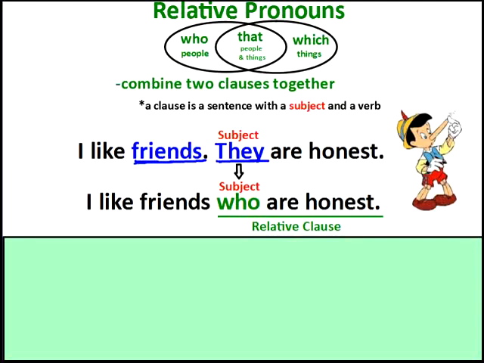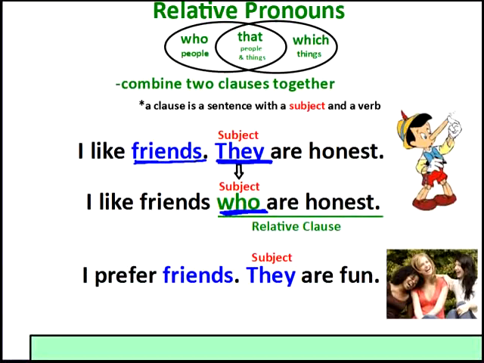What I did is I took my subject in my second clause, they, and I replaced it with my relative pronoun who. I'm just replacing the subject in the second sentence with my relative pronoun, and I combine the sentences together to read like this. I like friends who are honest. This is my relative clause because it contains my relative pronoun, who. In the relative clause, the subject of the sentence is who. So that's using it as the subject of a sentence.